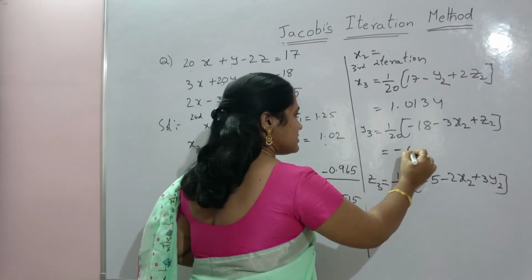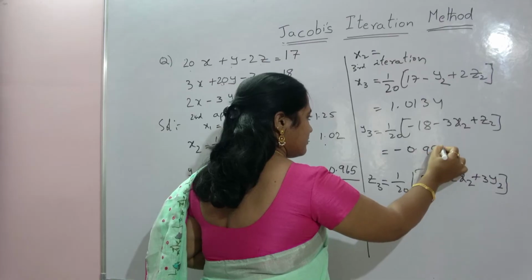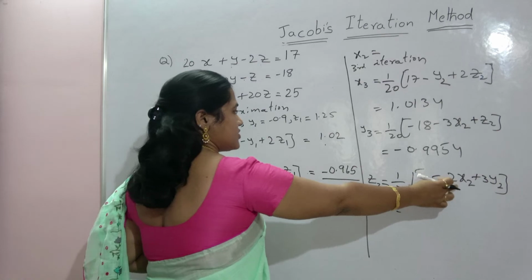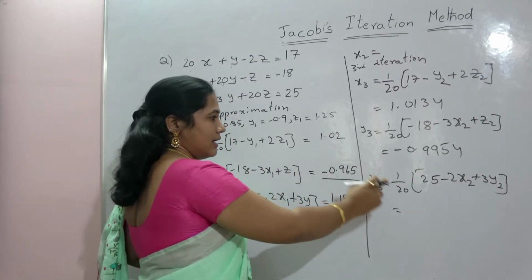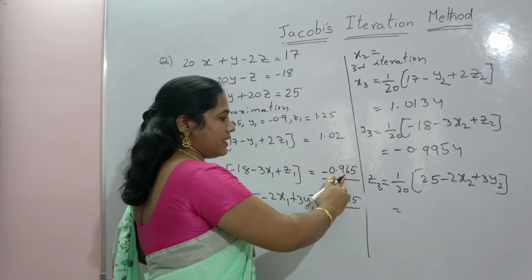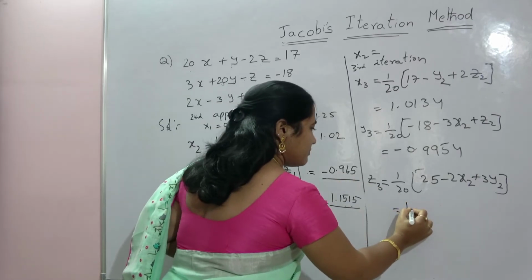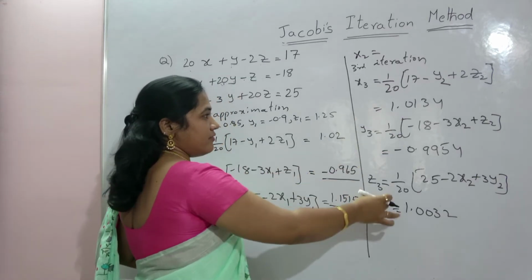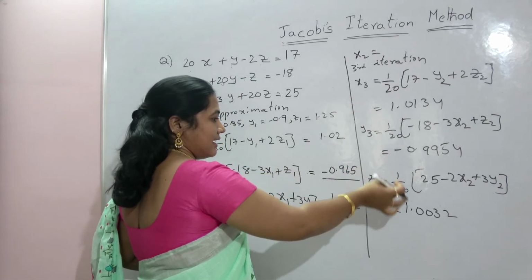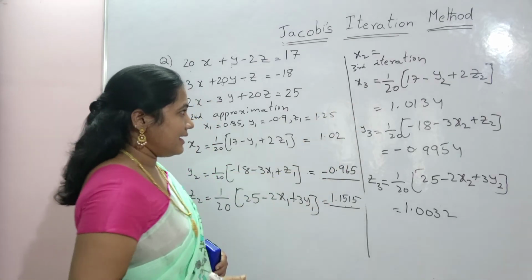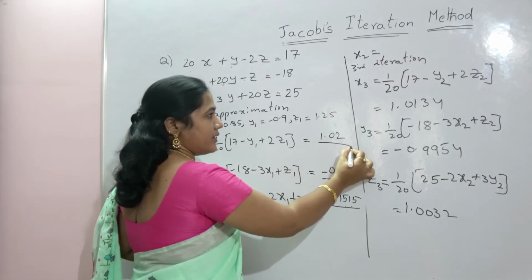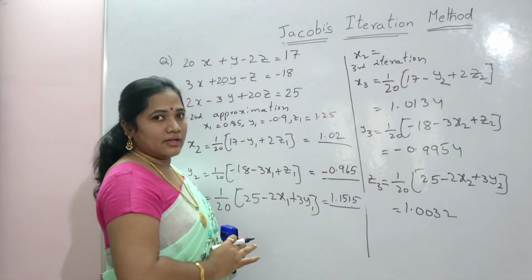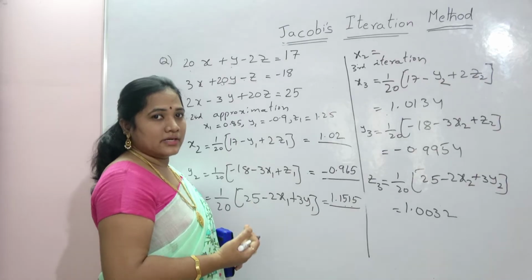Then you will get minus 0.9954. And for z3, substitute x2 equals 1.02 and y2 equals minus 0.965. Then you will get 1.0032. So these are the new values x3, y3 and z3, and compare x3 and x2. So here x2 is 1.02 and this is 1.0134. So those are not equal. So then you go for the next iteration.